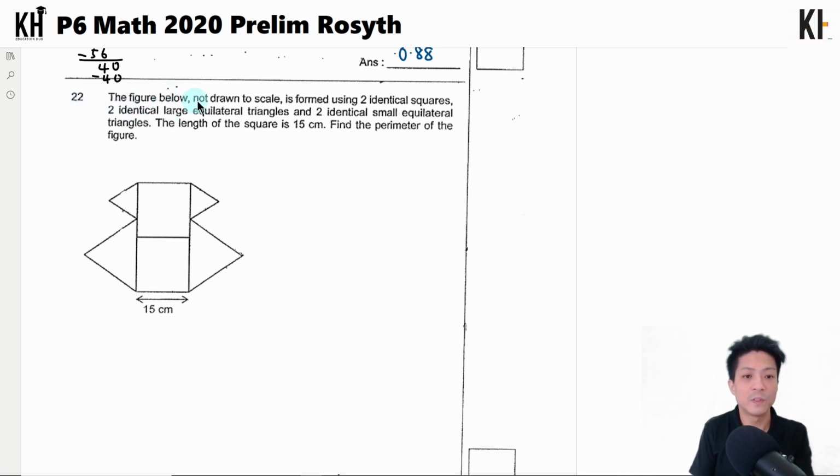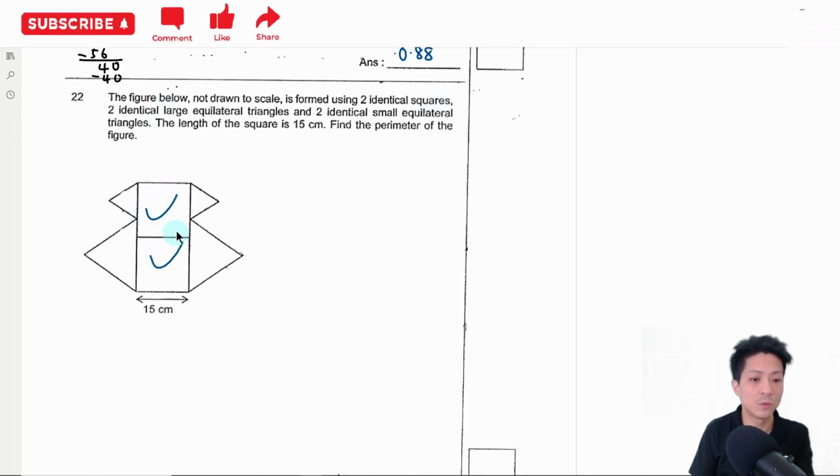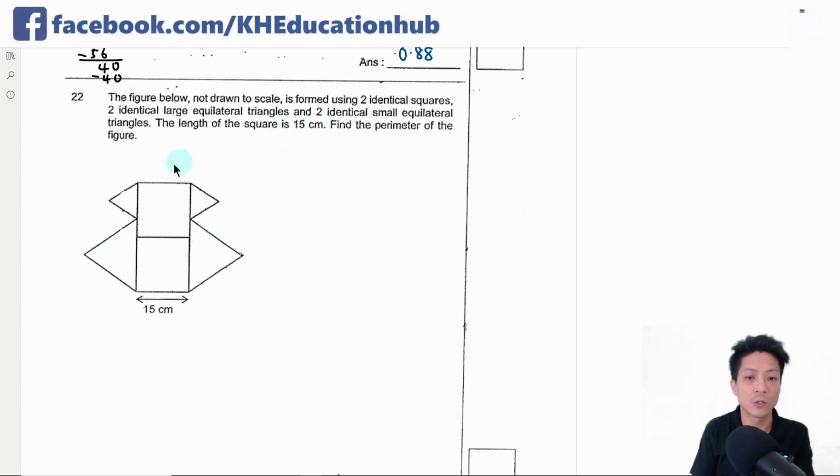Question 22, the figure below, not drawn to scale, is formed using 2 identical squares. Okay, so I think these are the 2 identical squares. Okay, 2 identical large equilateral triangles, these 2, and 2 identical small equilateral triangles, these 2. Okay, the length of the square is 15 cm. Find the perimeter of the figure.